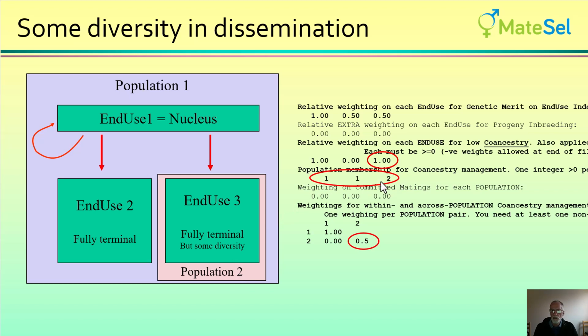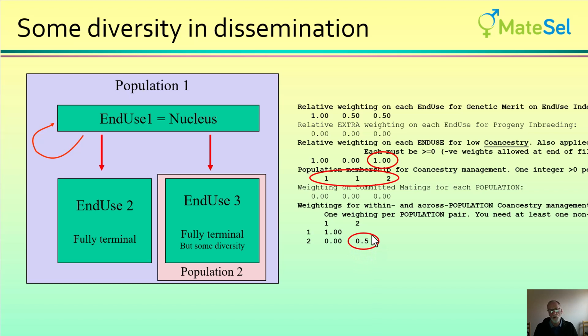in population 2. I've changed the weighting for coancestry here from a half to 1, but in fact that makes no difference because these weightings are relative to each other within population. And that means that, for instance, if I change this 1 to a 10, it would make no difference because it says that all the emphasis is going to be on end use 1 within population 1. The other thing I've done is put some emphasis on managing genetic diversity in population 2.